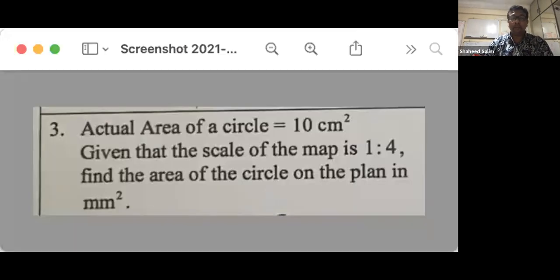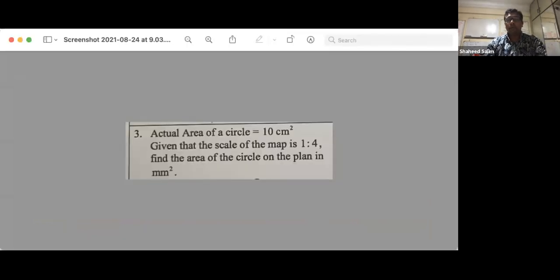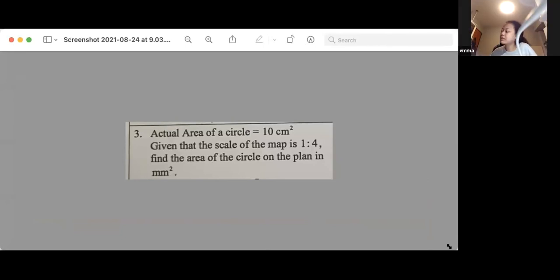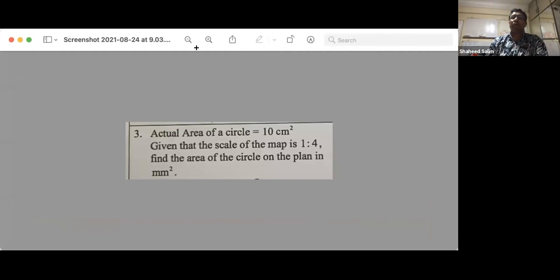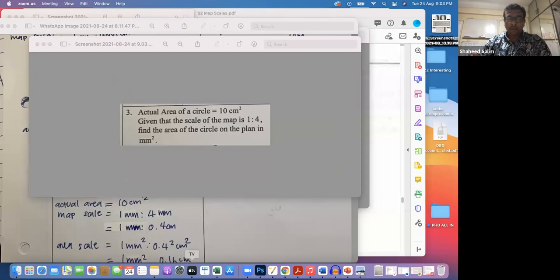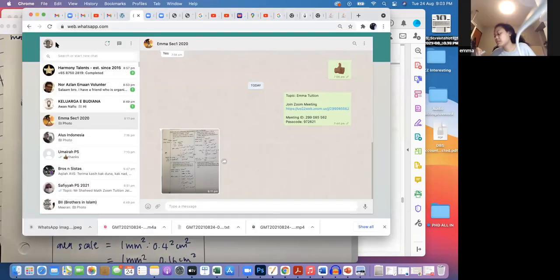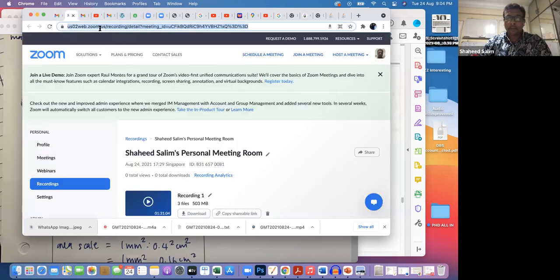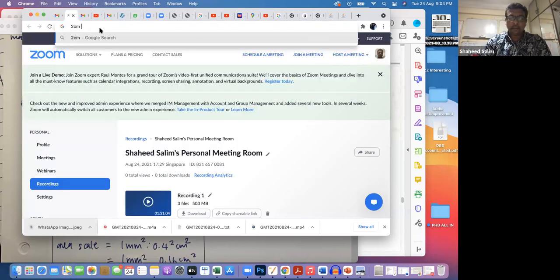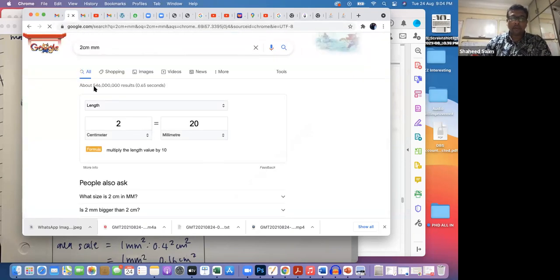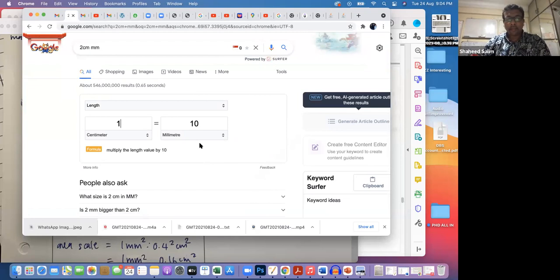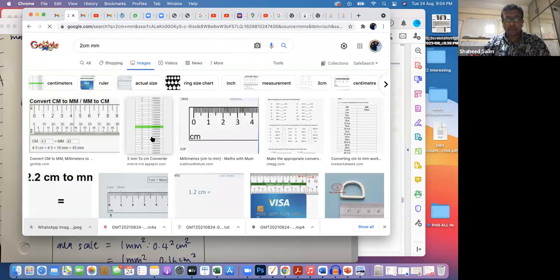Okay, Emma, this one now. You can do straight. 1 cm is how many mm? You look at your ruler. You have a ruler. Okay, 1 cm is 10 mm. Okay, wait. You must see it for yourself, so that we are all on the same page. Okay, hold on. Where is it? 1 cm, 10 mm. But it's good to see the image of the ruler there.